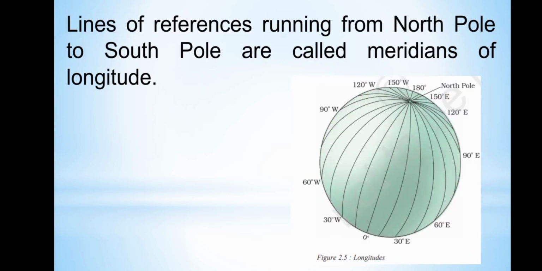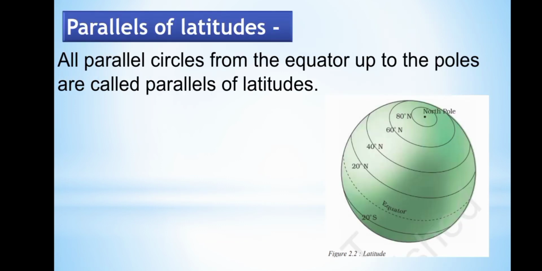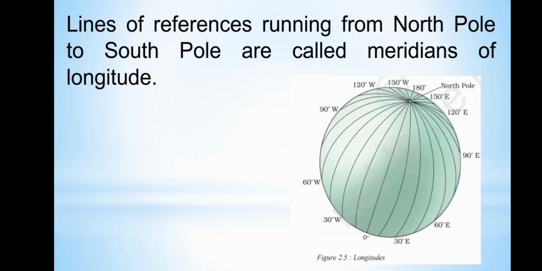And next one is meridians of longitudes. So lines of references running from north pole to south pole are called meridians of longitudes, right? Here in this picture you can see these horizontal lines, these are latitudes. And in this diagram, you can see from north to south, these imaginary lines are meridians of longitudes, right?